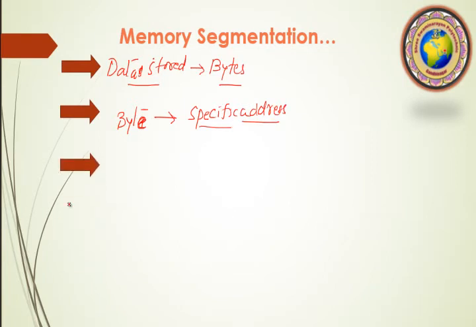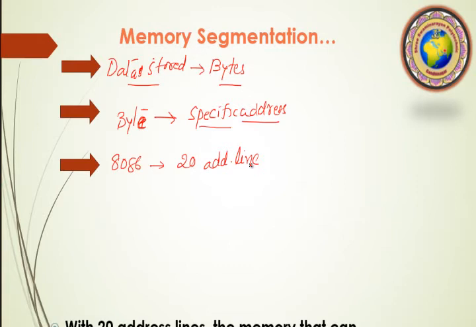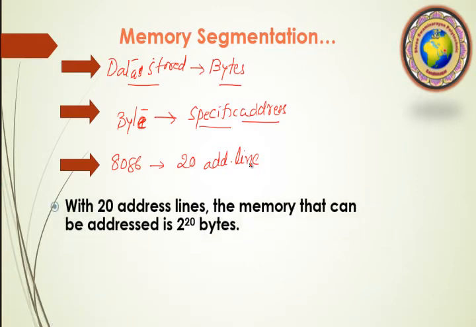Now we know that the 8086 has a 20-bit address bus. In 8085 it is 16. In 8086 there are 20 address bus lines, so the memory that can be addressed is 2^20 bytes. 2^20 is 1048576 bytes, which is almost 1 MB, 1 megabyte.